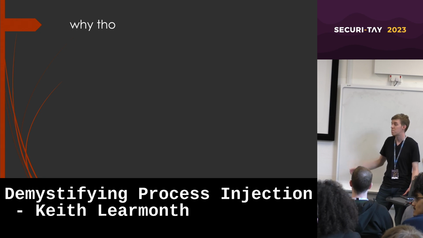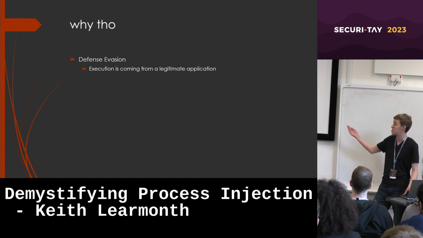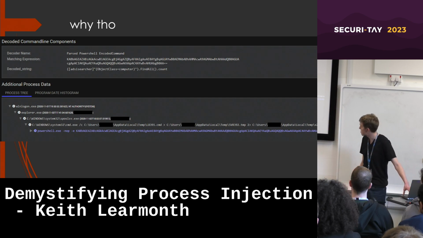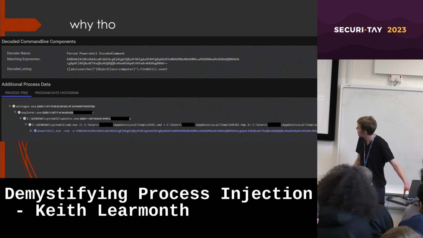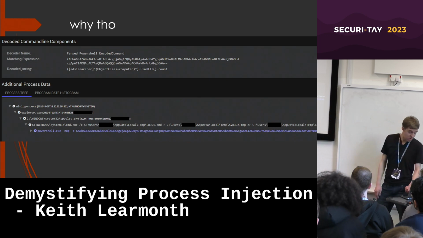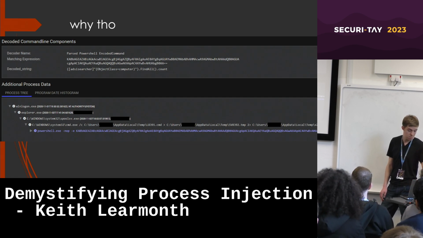So why would you do process injection? The main reason is defense evasion. You've got execution coming from what looks to be a legitimate application, what actually is a legitimate application, just doing malicious activity. Here's a picture from something I stored in 2020. You can see that the code is coming out of spoolsv.exe. That's the printer spooler executable. So what you've got there is the printer spooler seems to spin up a command prompt and run some encoded PowerShell.